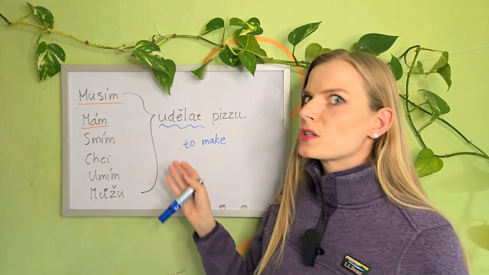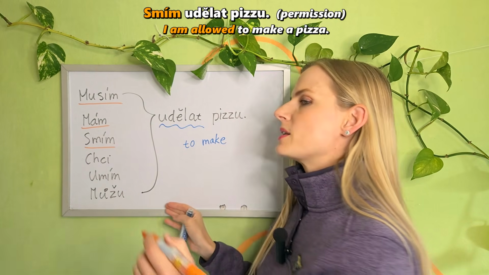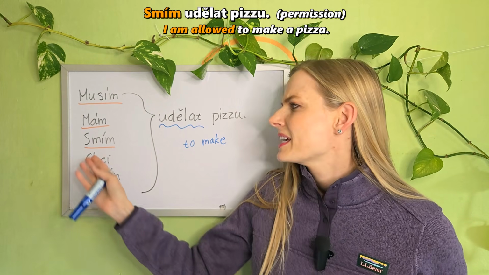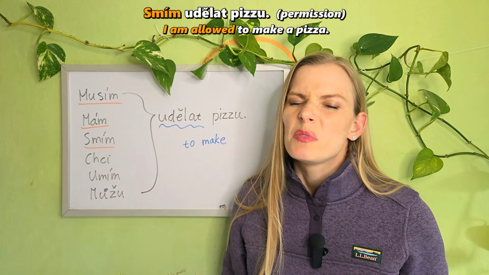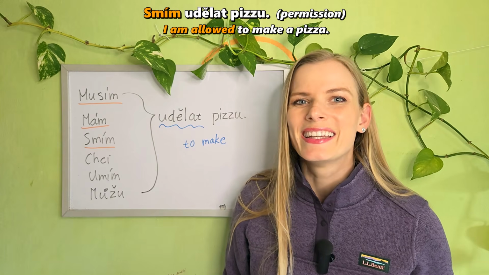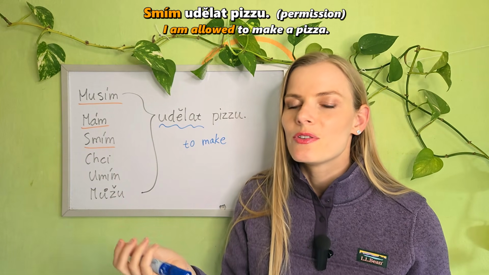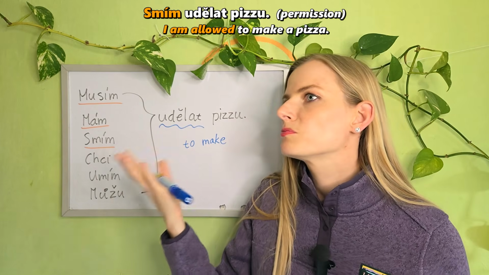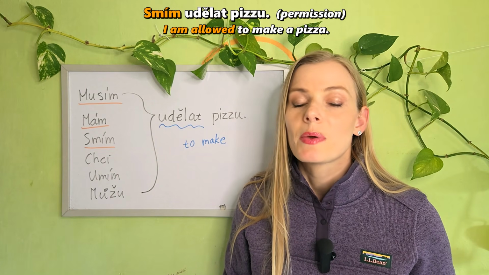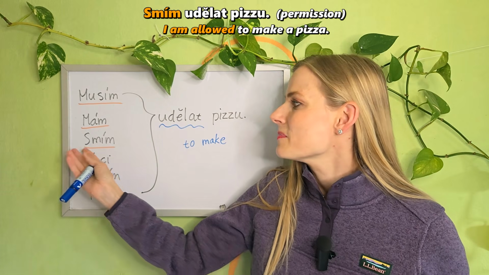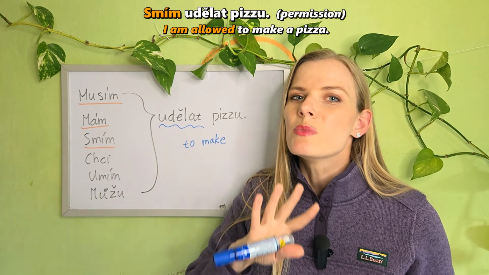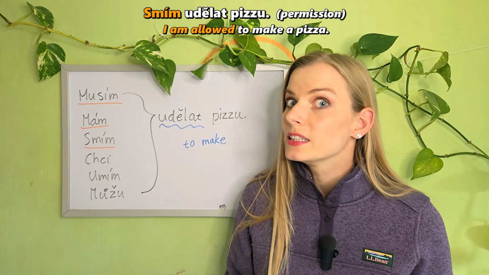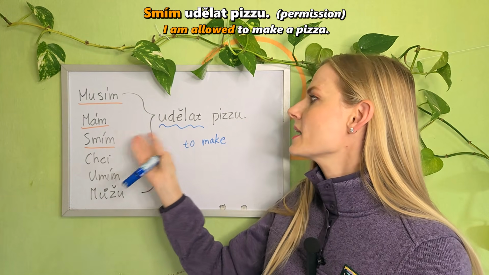Now, smím udělat pizzu. Smím means I may make a pizza, as in I am allowed to make a pizza. This sentence would probably not be very common. Smím is used more in the negative form. Nesmím, I must not, I cannot do something. Smím udělat pizzu could be maybe, I don't know, my parents allowed me to do it, but even then it would be too formal. Smím in this form, in the affirmative form, is a little formal.